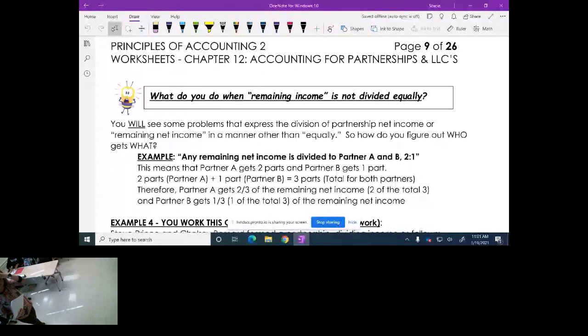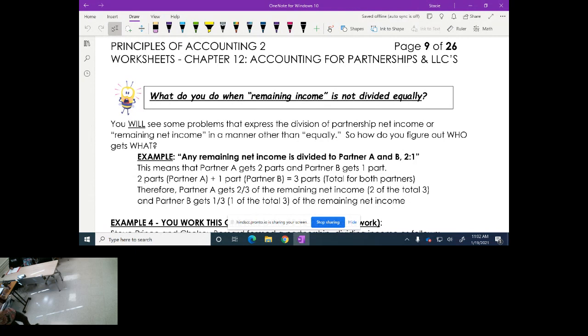Okay, so we're going to continue on with allocating income. We're just going to add a little extra layer of difficulty to it, I guess. So far, we have had situations where they had a salary allowance, interest on their capital, and their remaining income was split equally. So that was pretty easy. So what do we do if it's not divided equally?